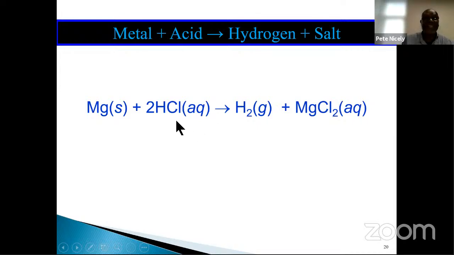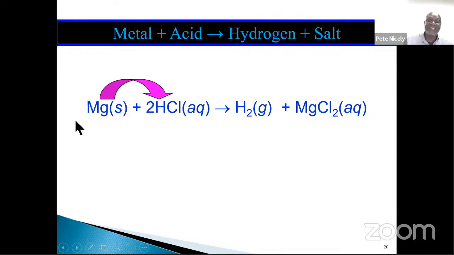So as I was saying, what will happen is that the magnesium will displace the hydrogen, and that's why hydrogen is produced here, and the magnesium will combine with what's left, which is a chlorine, to form the magnesium chloride. So that's what happens in the reaction with active metals and acid. You end up with hydrogen being displaced and a salt being produced.